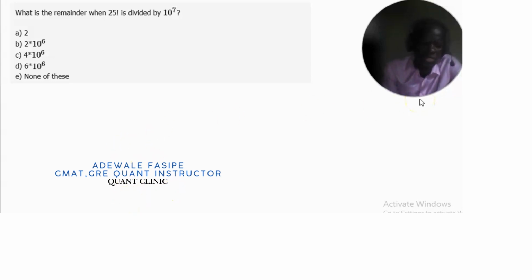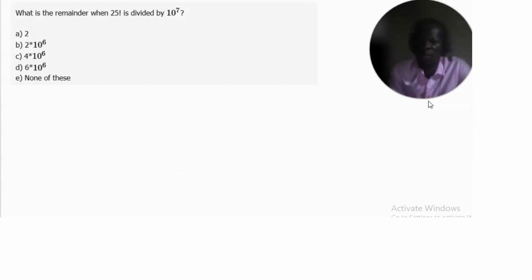Now, one thing to note is when you divide a number by the powers of 10, the remainder is always the power of 10. So for example, if you divide a number by 10, 10 raised to power 1, the remainder will be the unit digit of the number. If you divide a number by 100, 100 is 10 raised to power 2. The remainder will be the last two digits of the number.